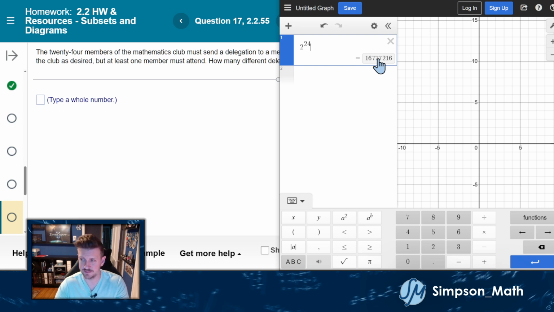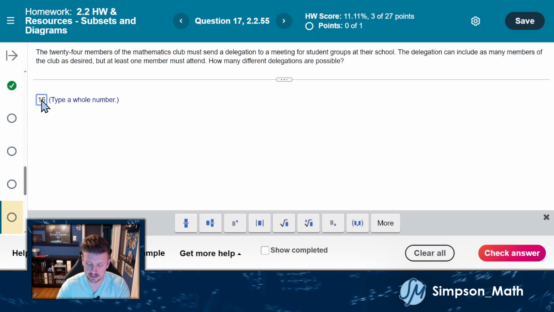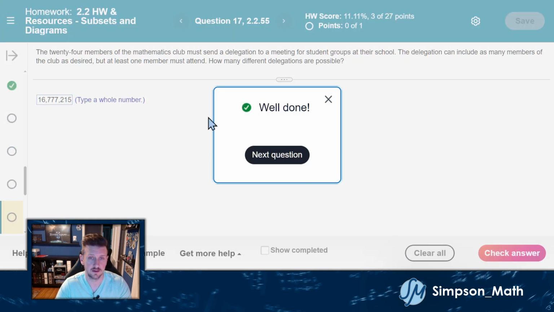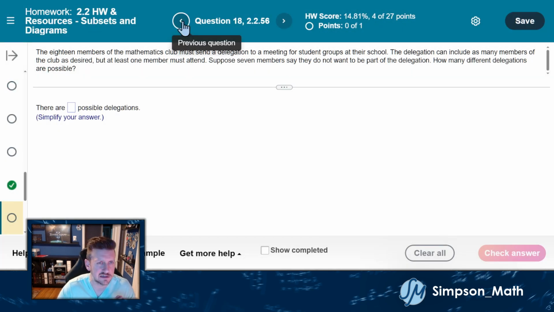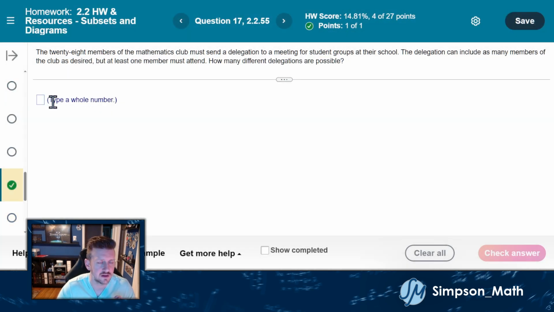I want the total number of subsets that doesn't count the empty set. So I'm just going to do a minus 1. And so instead of it ending in 216, it ends in 215. So 16,777,215. Huzzah. Okay, the next question, that was 17.